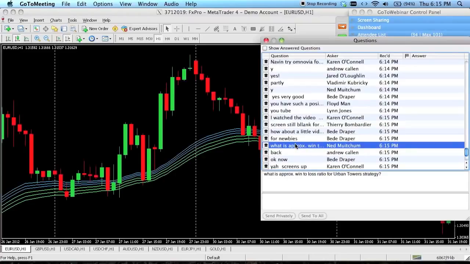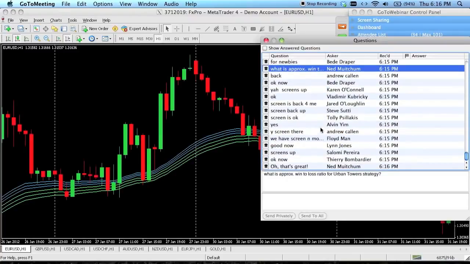What is the approximate win to loss ratio for the strategy? I would say from 10 trades, you should have 7 to 8 winners. And the losers that you have should be small, shouldn't be too big, because your stops would usually be tight. Okay, screen's up. Everybody has a yes. Let us continue here.